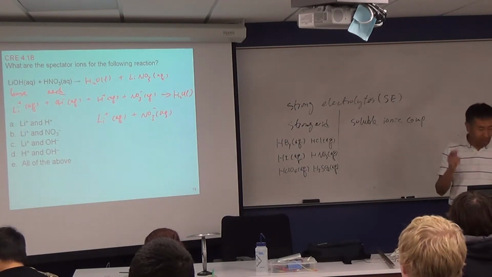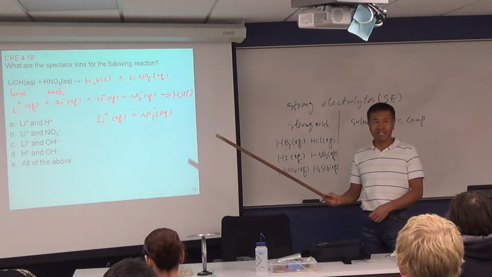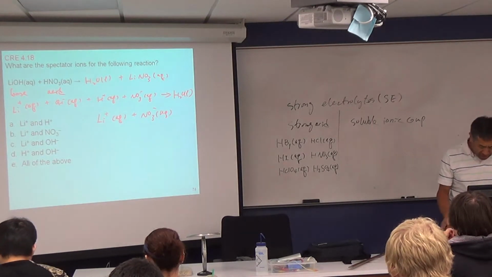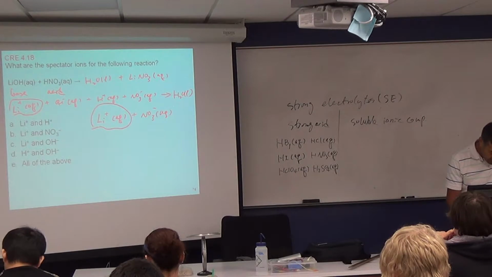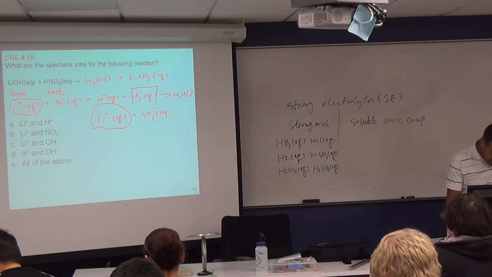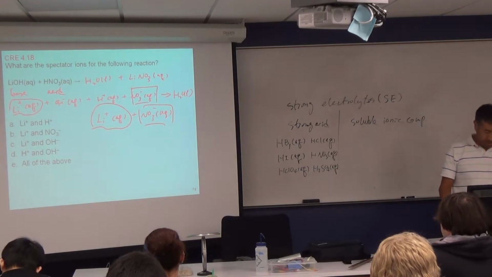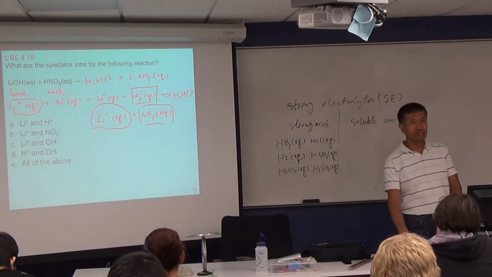So even though in the answers you don't have the states, you can pretty much identify what those ions are. So obviously the spectator ions are this one and this one, right? And also that and that. So therefore the answer is B. Right. Any questions?